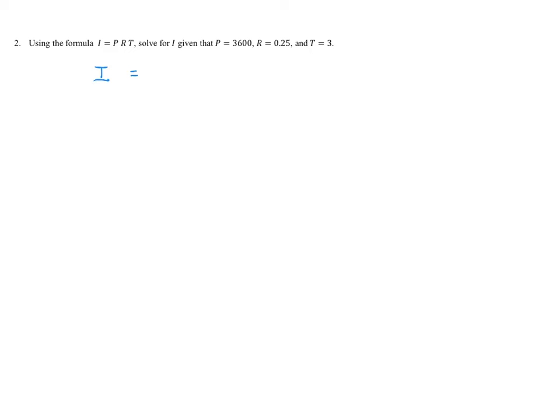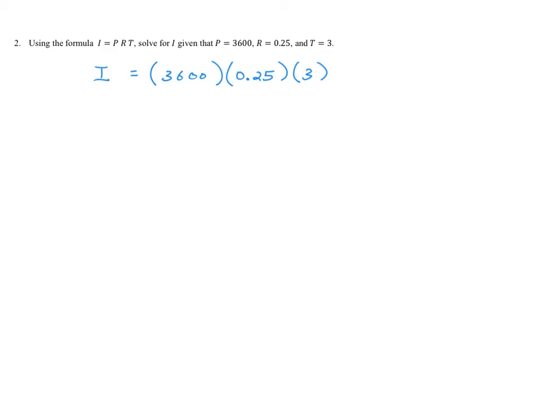So in place of P, I'm actually going to put open parentheses 3600 and then close parentheses. And I'll do that for the next two variables as well. So in place of R, I'm going to put 0.25, and then in place of T, I'm going to put 3. All of them with parentheses around one another. So what this is telling us to do is multiply these three numbers.